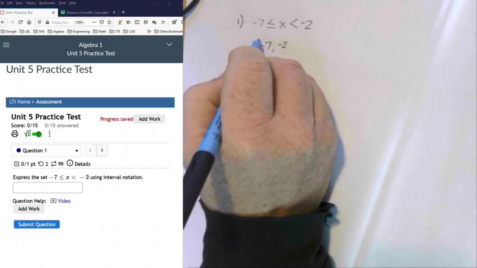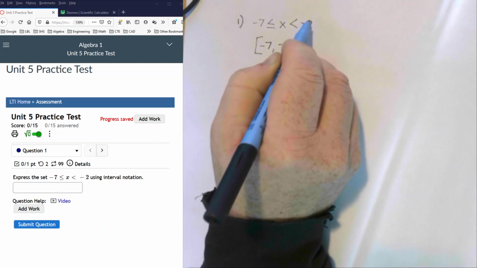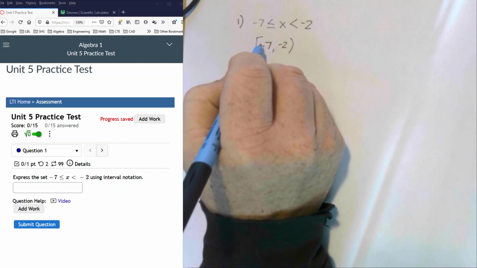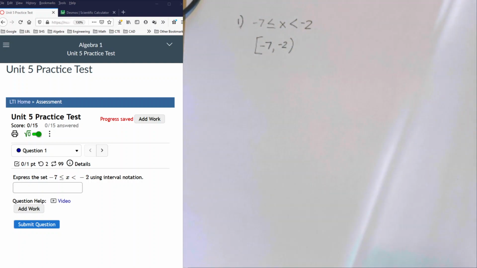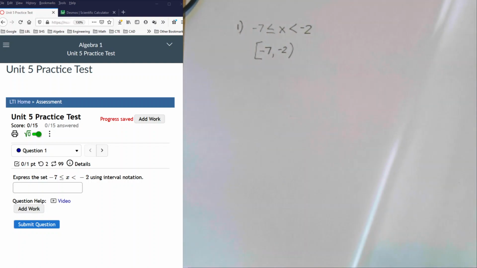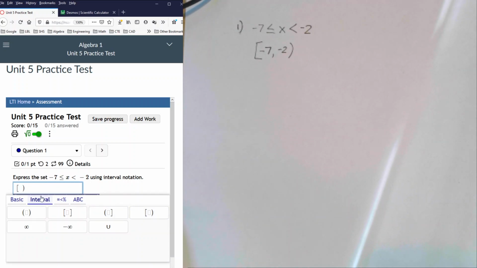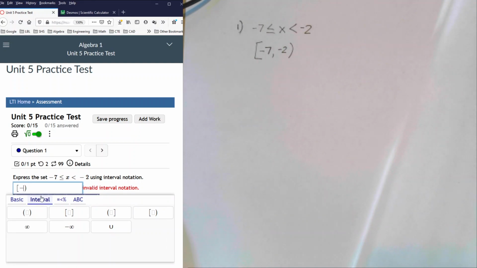It can be equal to -7, so we use a square bracket. It can't be equal to -2, so we use a round bracket. Square bracket on -7, round bracket on -2. So here, I'm going to use the interval notation tools that they have on here. I've got a square and a round, so we've got -7 to -2.